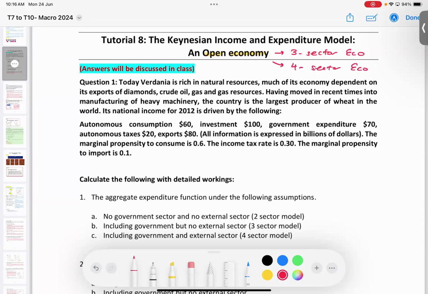Three-sector economy means an economy with government spending, with government intervention. So therefore, there will be taxes, there will be transfer payments. Whereas when you look into four-sector economy, we have government spending and international trade. So therefore, you have net exports. That means you start to have trade. So there's a difference between three-sector and four-sector. When you look into three-sector and four-sector, we call this open economy itself.